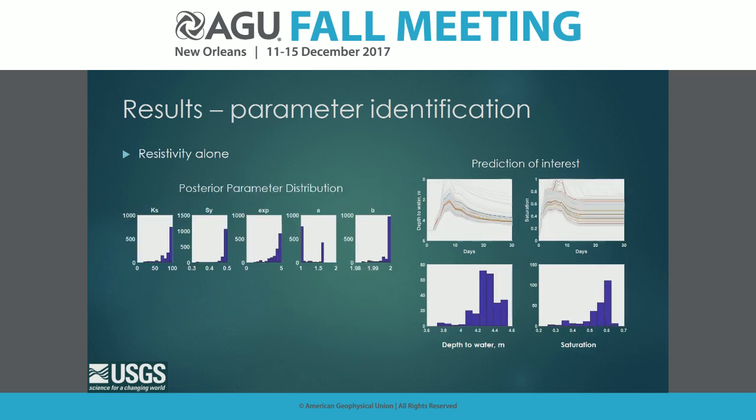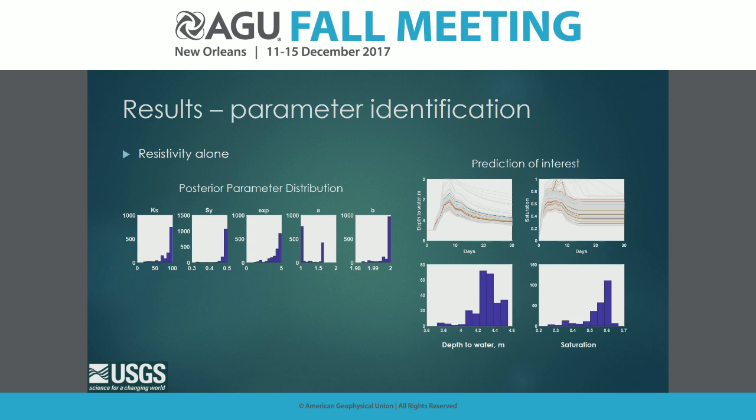If we look at resistivity alone, we see something different with the posterior parameter distributions. Now these variables are all skewed to the edge of their a priori range. The prior in this case is a uniform distribution between the axis limits you see there. A and B are the coefficient and exponent of Archie's law. So the resistivity alone doesn't seem to be effective in constraining these parameters.